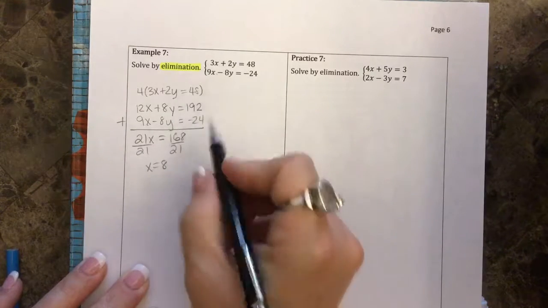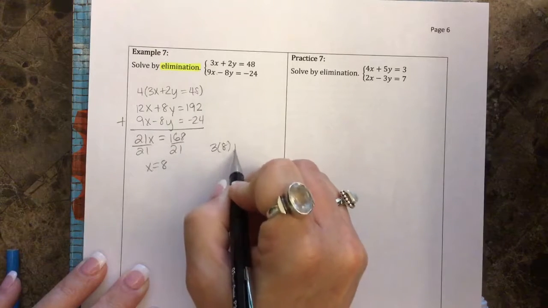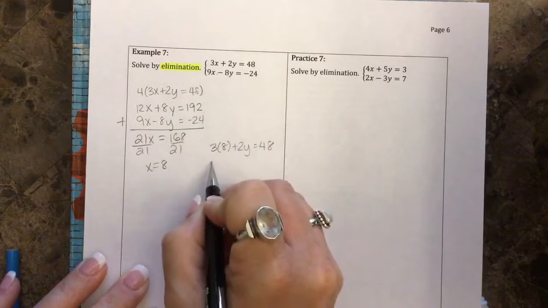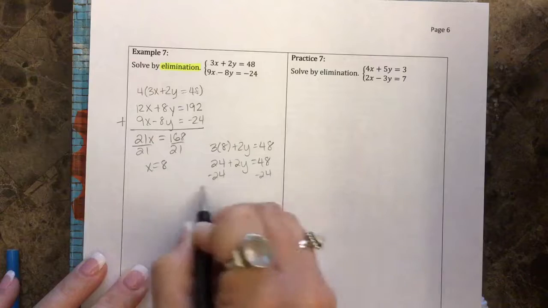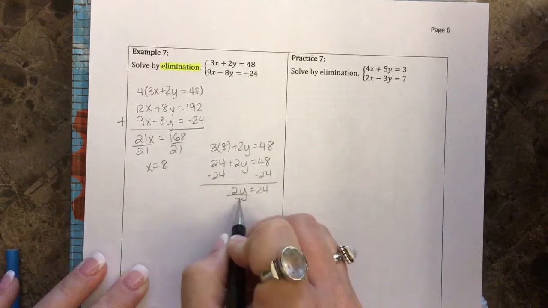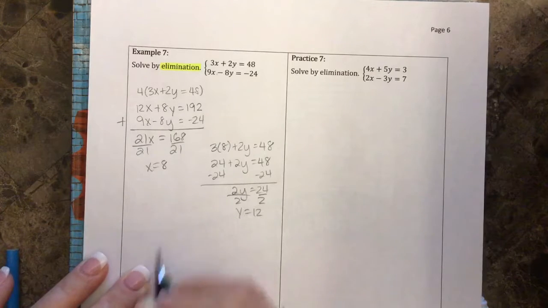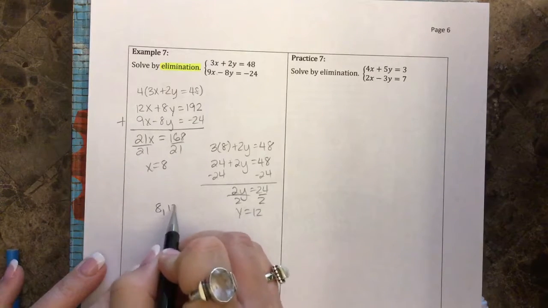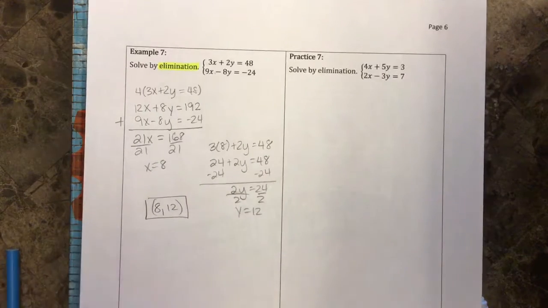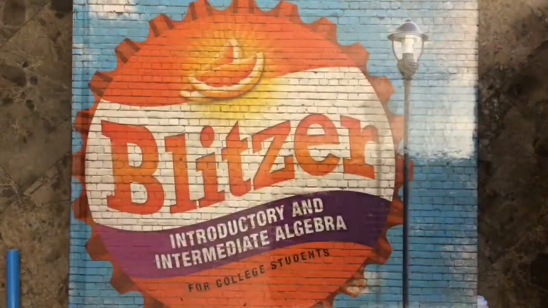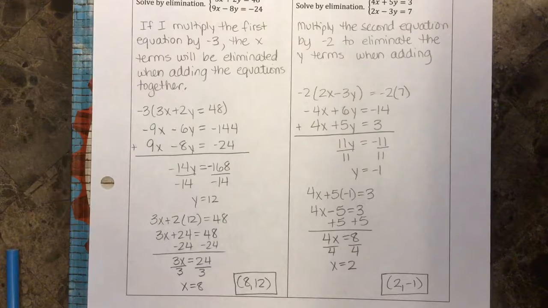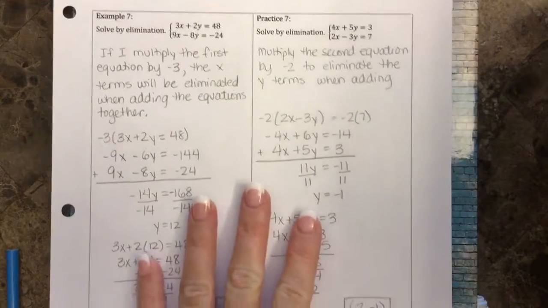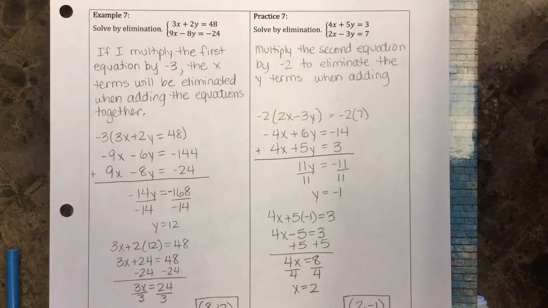All right, now that I know x is 8, I can plug it into either equation. I'm going to choose the first. Okay, and so the answer to this is (8, 12). That means this is the point at which the lines cross. Now, just to show you, if I had chosen to eliminate the x term, I would get the same answer. It really doesn't matter if you eliminate the x term or the y term. These lines cross at a point, and that will never change. Here's the answer to the right side.